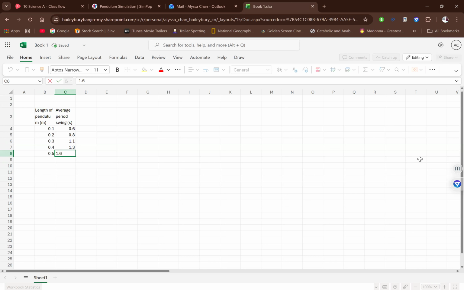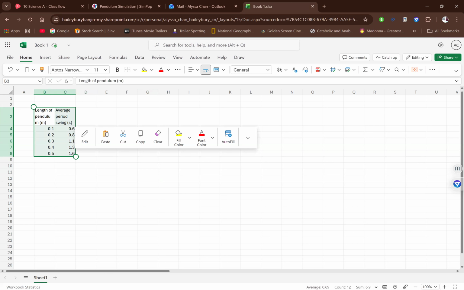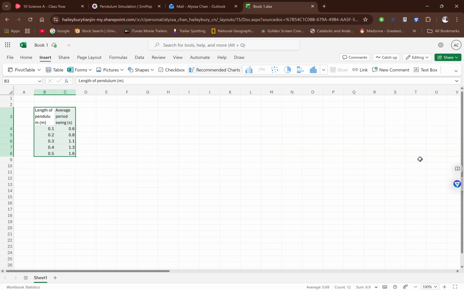Okay? So once you have this, you have to highlight your table. Then you have to go into insert. Then you have to go into recommended charts.